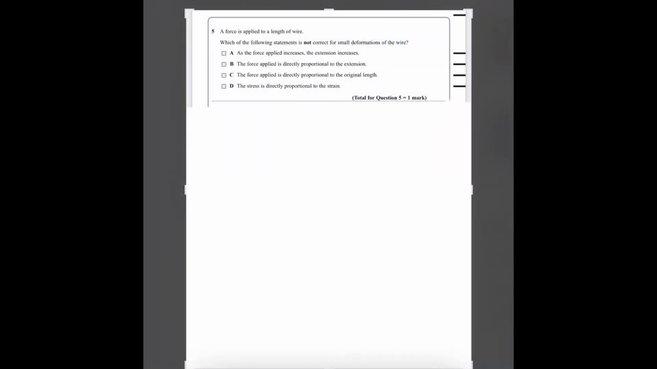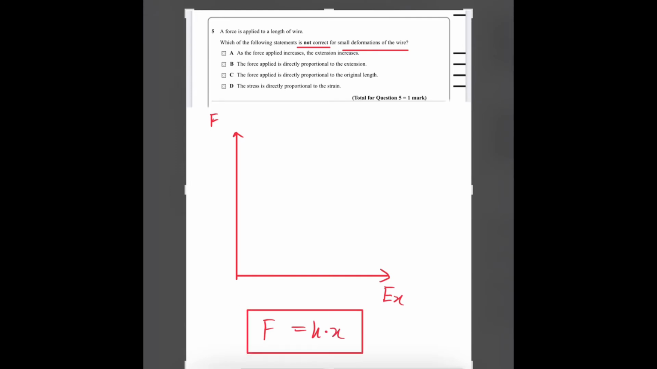Number 5. A force is being applied to a length of wire. Which of the following statements is not correct for a small deformation of the wire? So basically, if we plot the graph for force and extension, we have force here and extension here. We know that F equals k times x, right? This is Hooke's law. So this proves that the force is proportional to the extension, right? Provided that there is a spring constant.